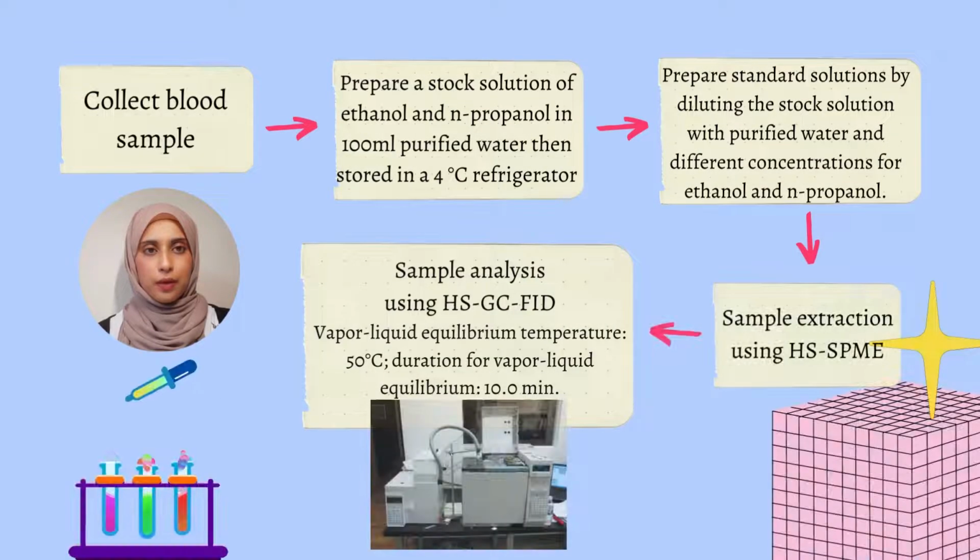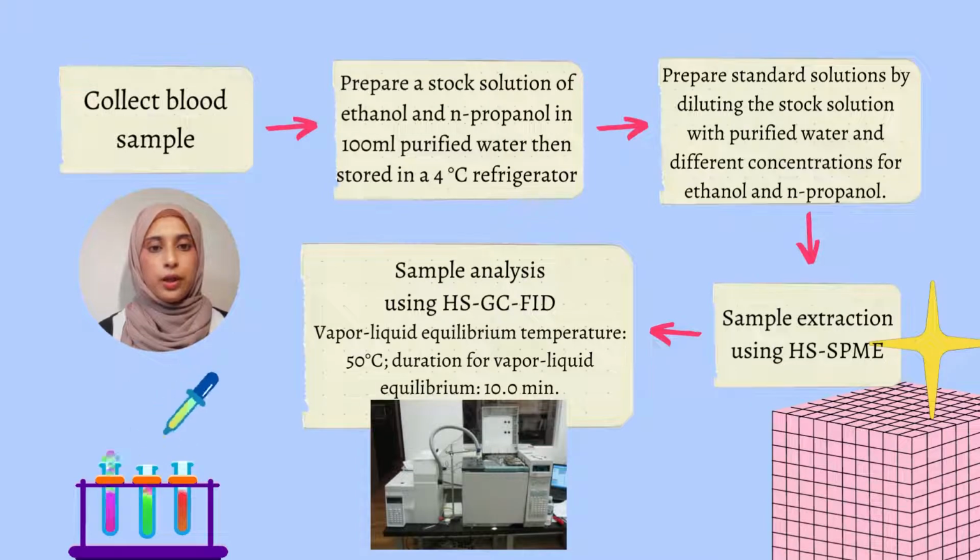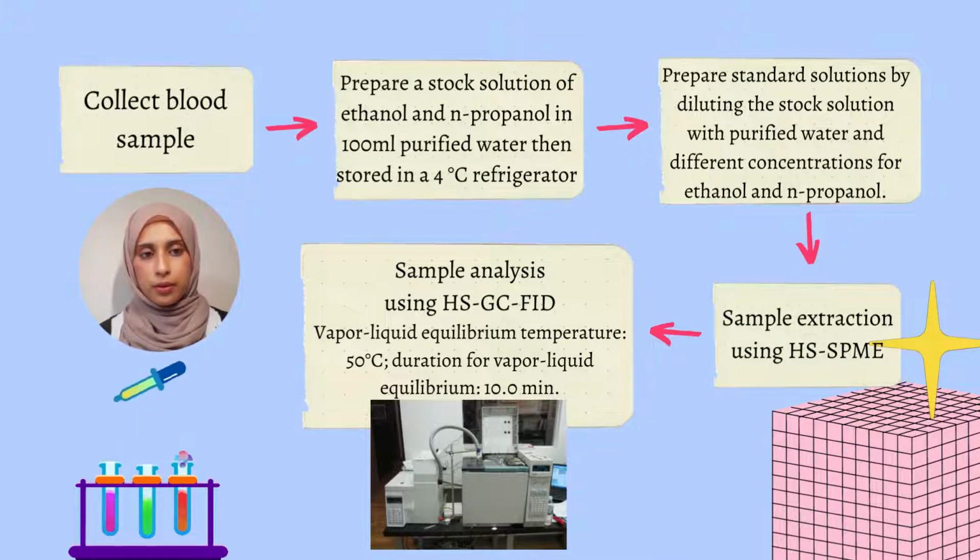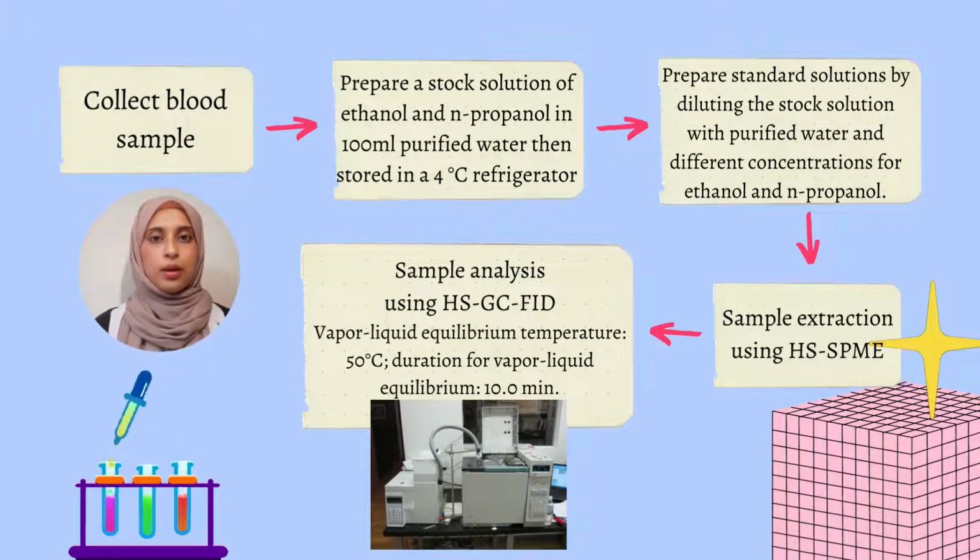In our proposed method for sample preparation and analysis framework, first we collect the blood samples. Then we prepare a stock solution of ethanol and N-propanol in 100 ml purified water, then store it in a 4 degrees Celsius refrigerator. Then we prepare standard solutions by diluting the stock solution with purified water at different concentrations for ethanol and N-propanol. The sample extraction will be done by SPME. The blood sample will be diluted at a 1:5 ratio with deionized water.